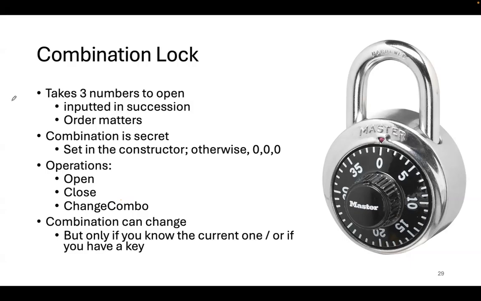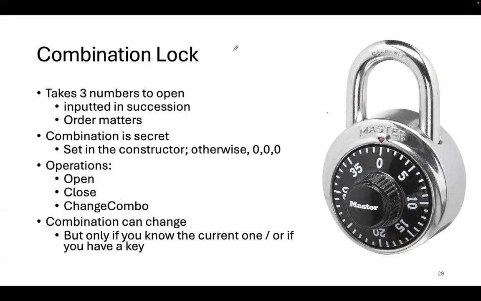So let's think about a combination lock, like for your locker in high school or for your locker for the gym. It looks like this, and the way it works is you've got 3 numbers for the code, and so you turn it in succession, you turn to the first number, turn the other way to the second number, turn the other way to the third number, right? So there are 3 numbers that are inputted in succession, and the order matters.